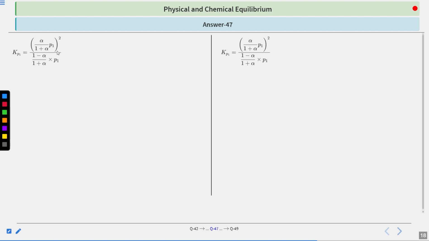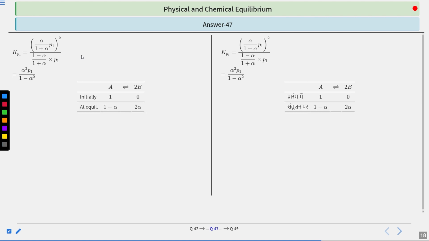Kp1 can be written using all those data: alpha by 1 plus alpha P1 whole square divided by 1 minus alpha by 1 plus alpha multiplied by P1, or alpha square P1 by 1 minus alpha square. Now initially A was 1 and 2B was 0. After equilibrium, 1 minus alpha remains of A, with alpha amount deleted to create 2 alpha amount of 2B. Now total moles will be 1 plus alpha. Hence Pa is equal to 1 minus alpha by 1 plus alpha into P2. So Pb will be 2 alpha by 1 plus alpha P2.